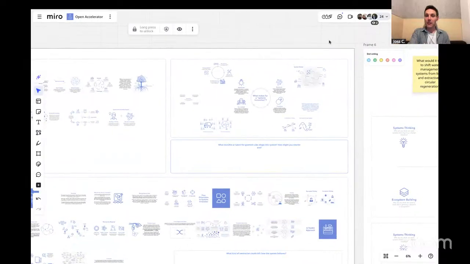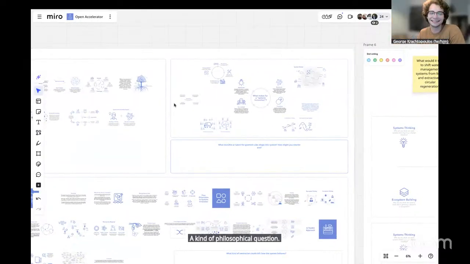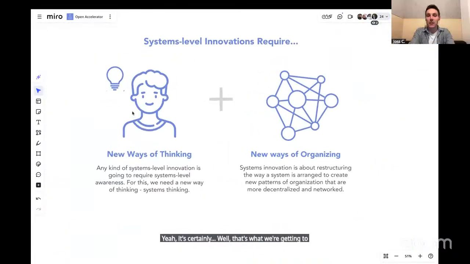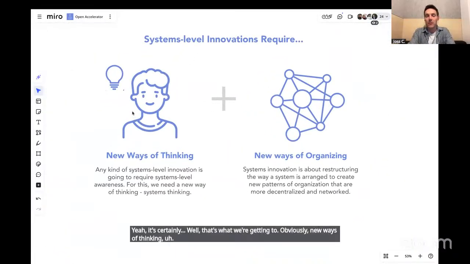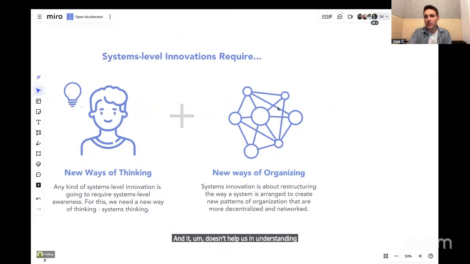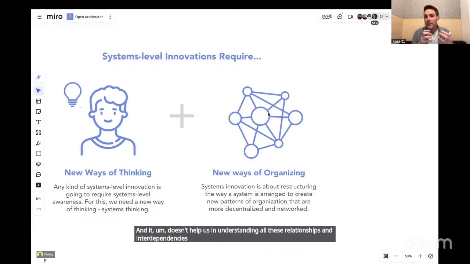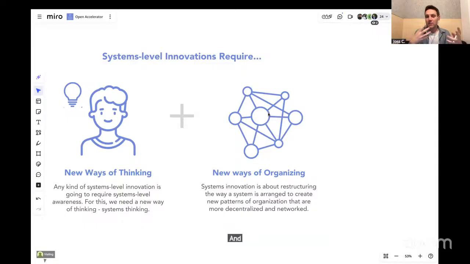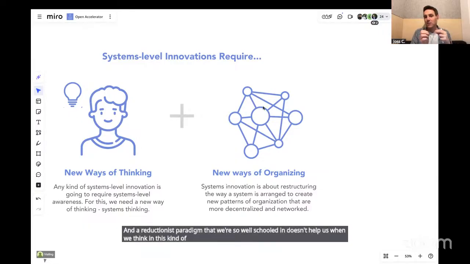Yeah, it's certainly a philosophical question. Well, that's what we're getting to when we say new ways of thinking, George. We know that our thinking is often fragmented. It's this reductionist approach that reduces down and breaks out and separates out and so forth. And it doesn't help us in understanding all these relationships and interdependencies. Complexity is about the interaction between all these things, and the reductionist paradigm that we're so well schooled in doesn't help us when we think in this kind of nexus of interacting things, and that they're highly dynamic and they're interacting and adapting and evolving over time.